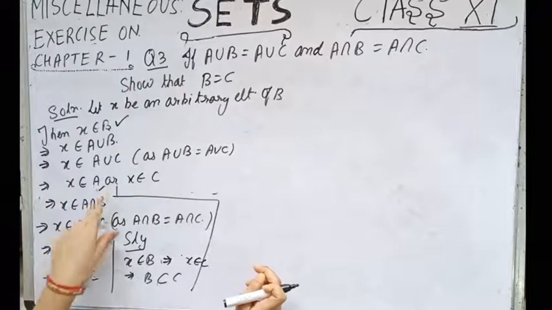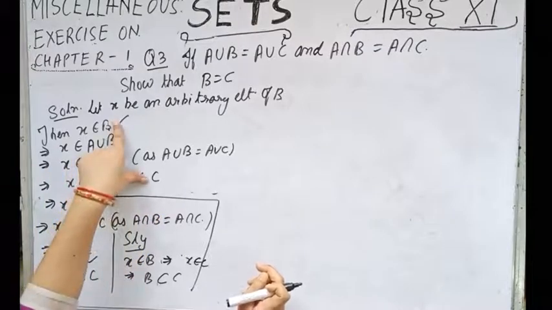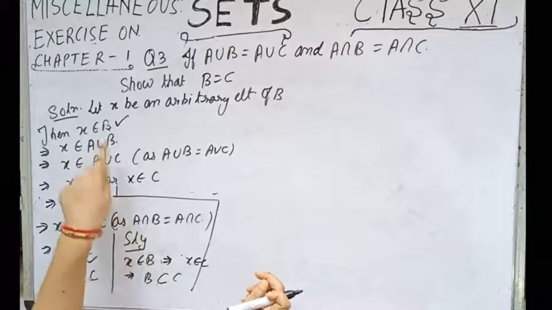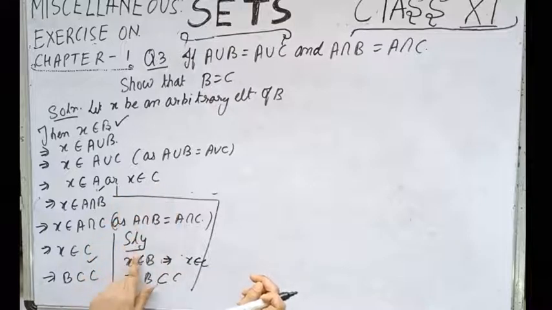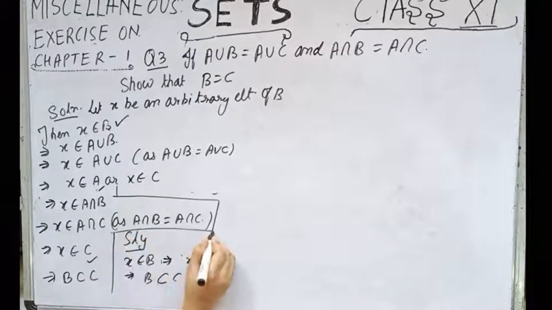Similarly, over here this OR condition is there. X belongs to B and X belongs to C implies B is a subset of C. Here I have written: X belongs to B implies X belongs to C implies B is a subset of C.